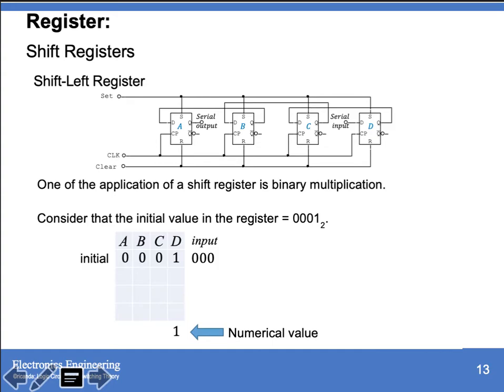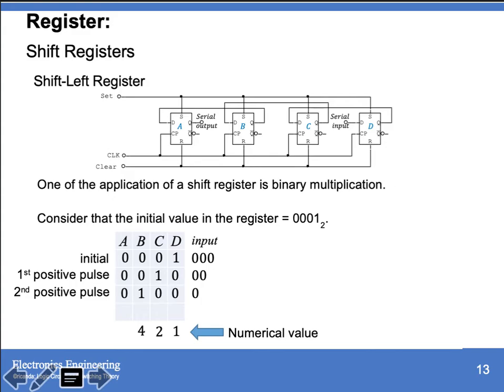A positive clock pulse that your register encounters will make it 0010, as your input 0 goes to D, D to C, C to B, and B to A. If we get the numerical value inside your register, it is now equivalent to 2.